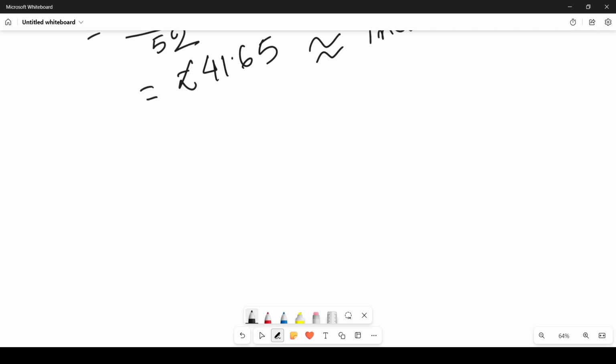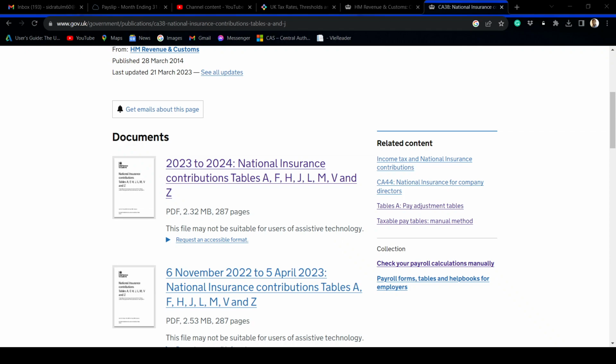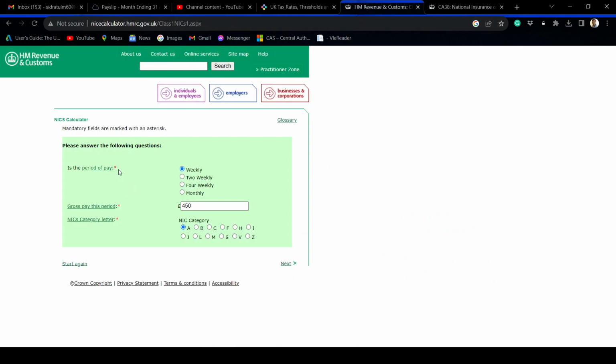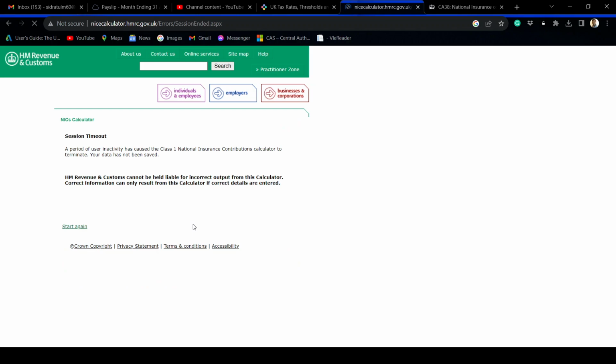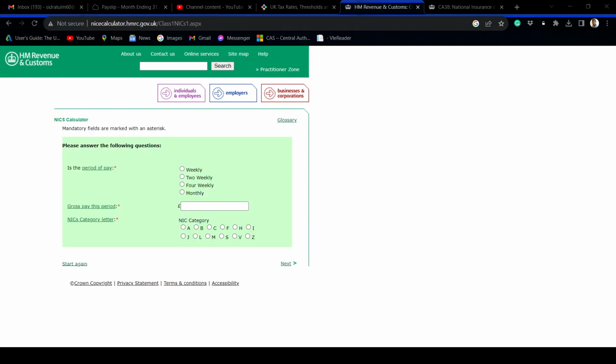I'll just open that tab, this one. Okay, so if you go to the website of HMRC, you will have this calculator where you can actually calculate your national insurance. So you just need to put your gross pay, and then you need to, sorry, start again. Yeah, let me just show you how to do it.